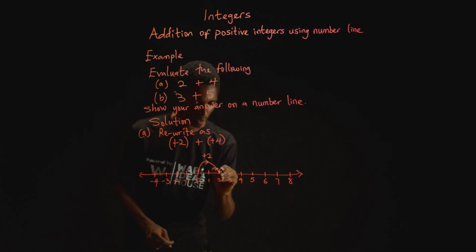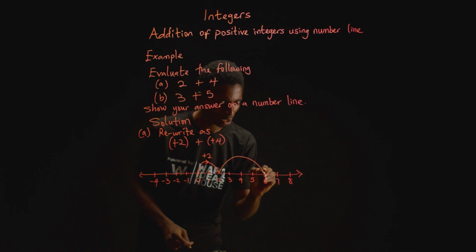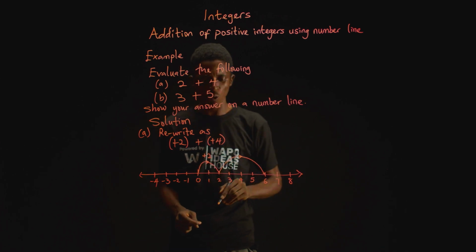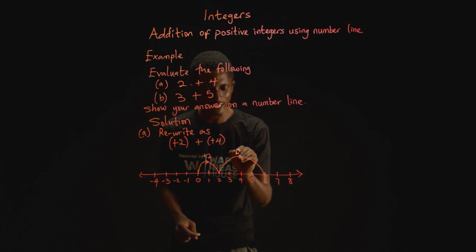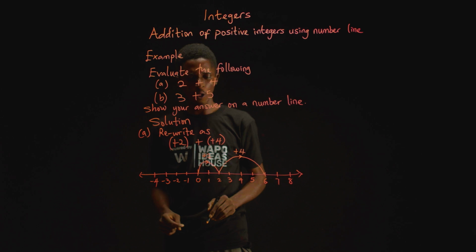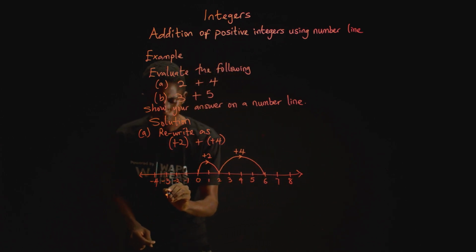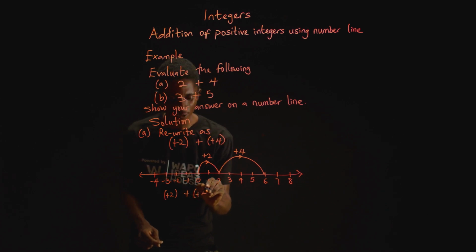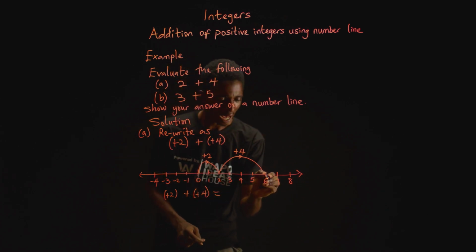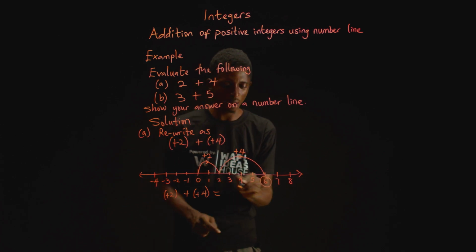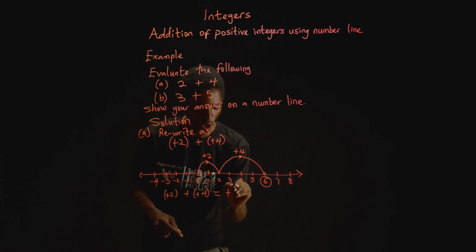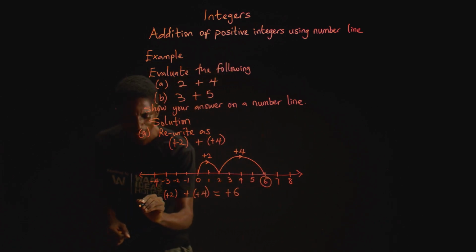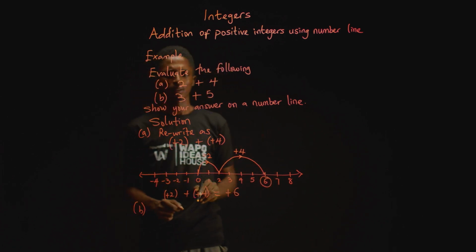That is, we go from here up to this point. Ensure to show the direction you have moved. And what we have done here is plus 4. So that is plus 2 plus 4 equals our final number when we finish, which is plus 6. Very good. Let's perform B.